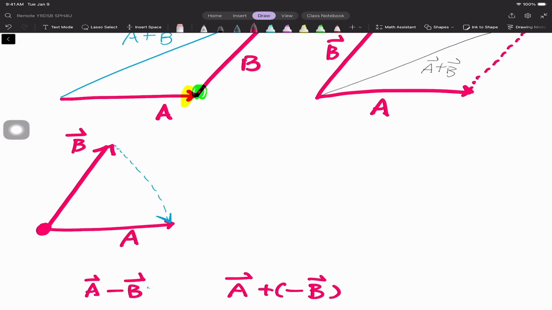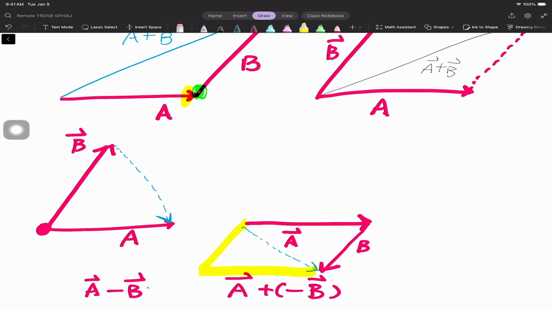Let's imagine right now we have A like this, and B is going to be negative, which means it is going to be like this. As you can see, it points to that side. You will see that it is basically another parallelogram, right here. So this is how we do vector addition and subtraction.